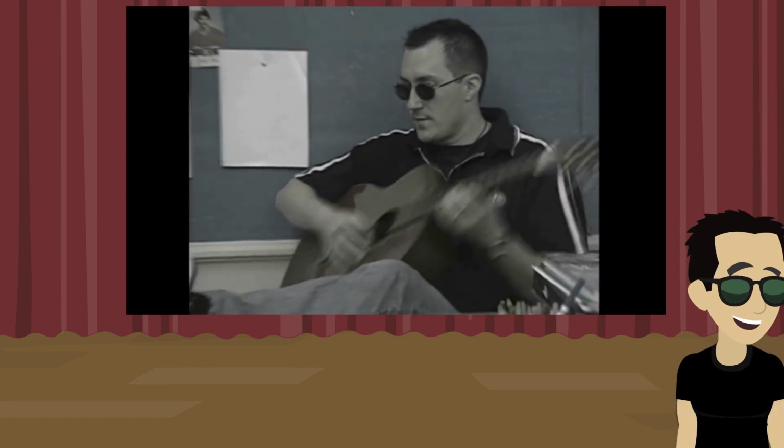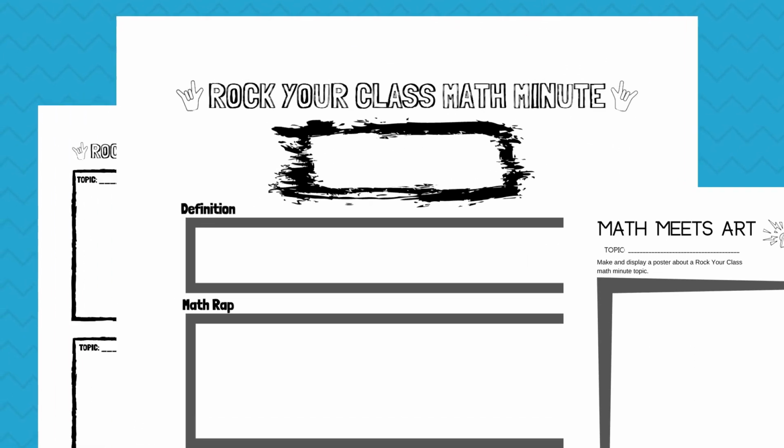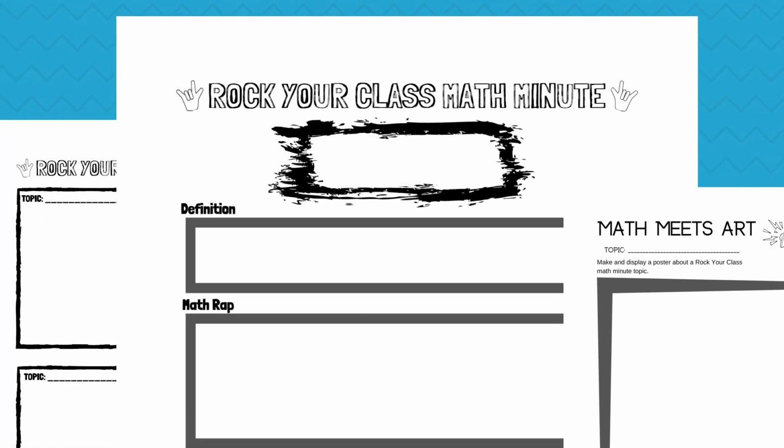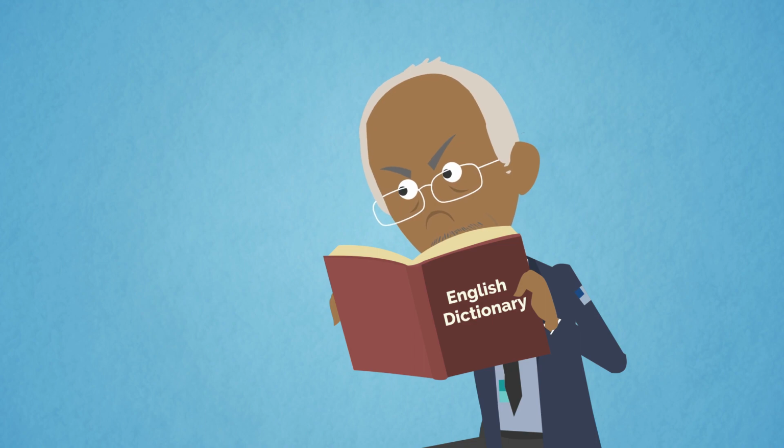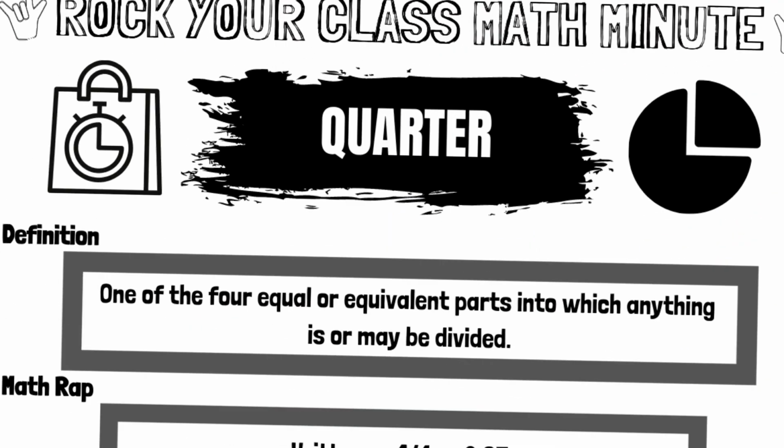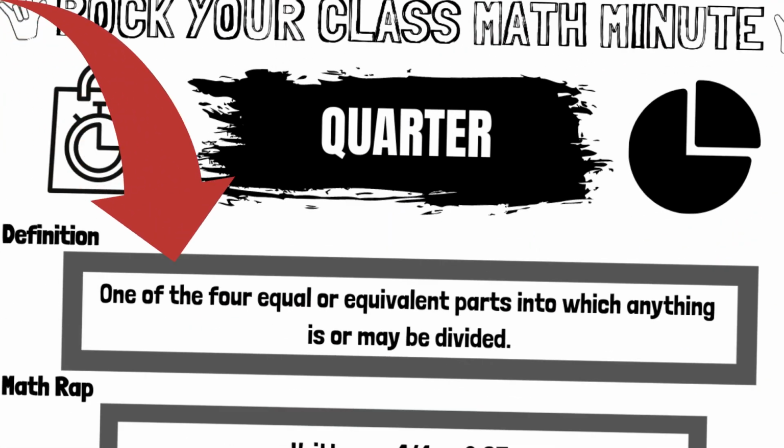Get ready for today's Math Minute topic. Quarter. What does the dictionary say? One of the four equal or equivalent parts into which anything is or may be divided.